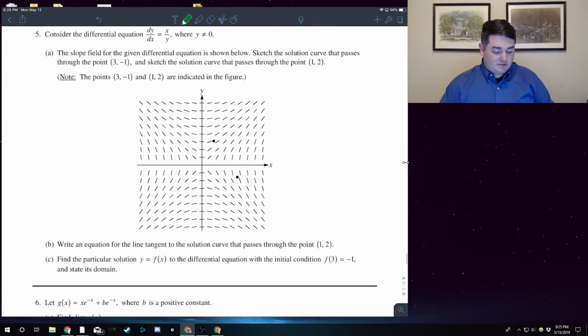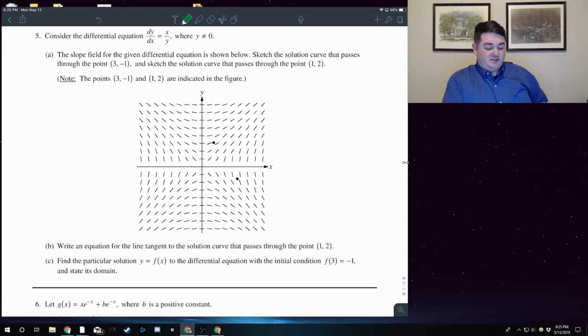All right, number 5, slope field. Fan favorite. Consider the differential equation dy/dx equals x over y, where y is not equal to 0. A, the slope field for the given differential equation is shown below. Sketch the solution curve that passes through the point (3, -1), and sketch the solution curve that passes through the point (1, 2).